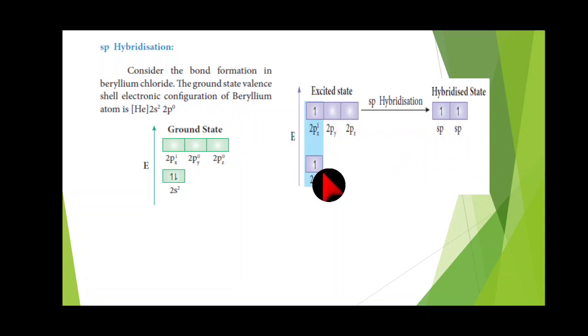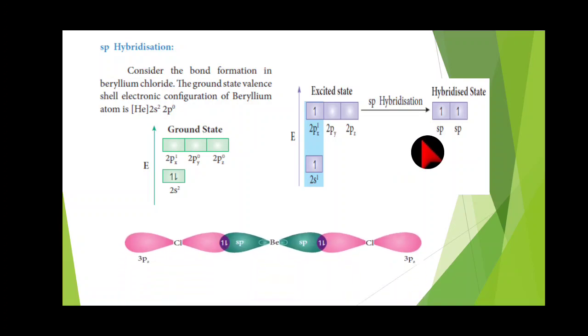So now one s orbital, one electron, p orbital, one electron involved in bonding. That's why sp hybridization. Clear? So one s electron and one p electron involved in bonding. That's why we can say sp hybridization.